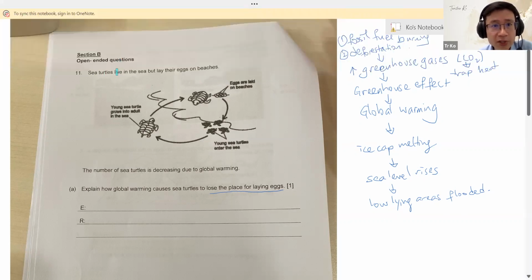Now, sea turtles live in the sea, but they lay eggs on the beaches. Eggs are laid on beaches. These are key information. Young turtles return to the sea. Sea turtle numbers decrease because of global warming.